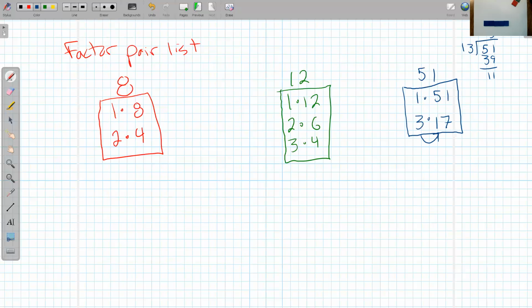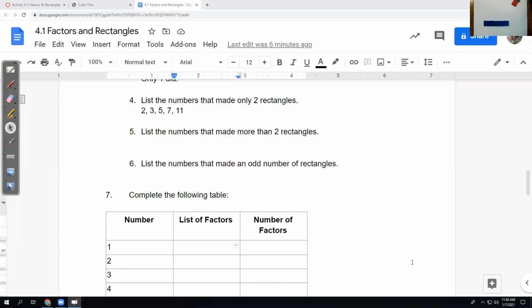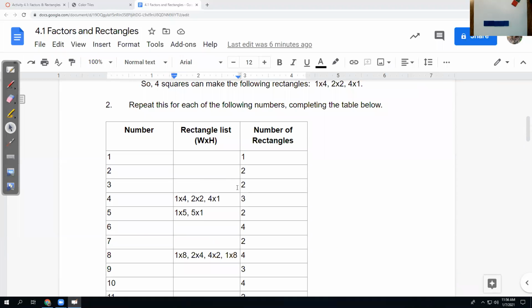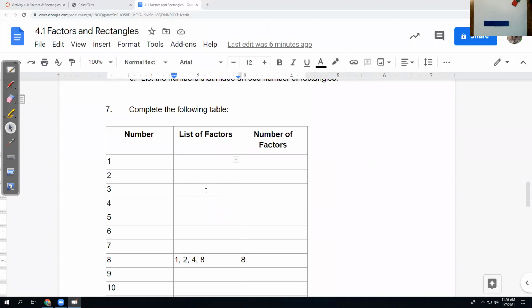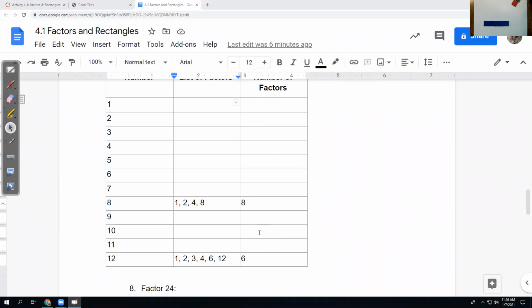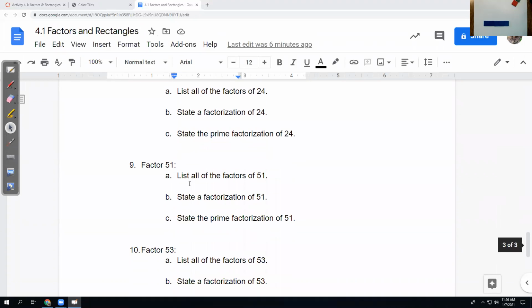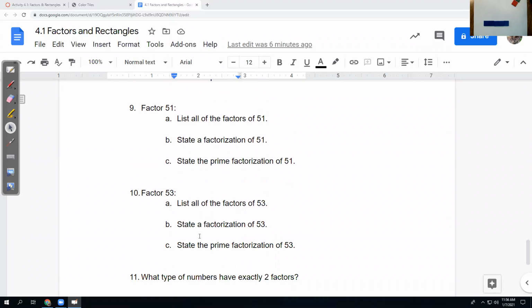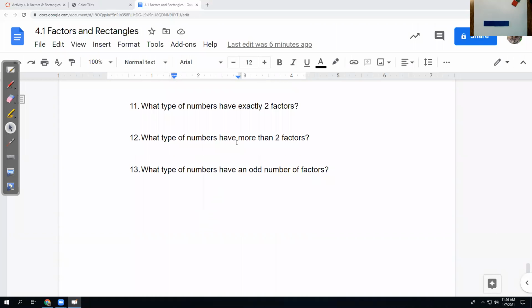So sometimes it's easy to find the list, sometimes it's a lot of work, and a calculator could be handy. So your goal for this activity is to fill out the table about rectangles after you play with some rectangles, and the number of rectangles that we found for each number. List all of the factors of each number and then how many there are. And then there are a few other numbers I'm going to ask you about, like 24, 51, just did that, 53, and then there are some more questions to answer. So if you get stuck on any of these questions, ask a classmate or ask me next time in class.